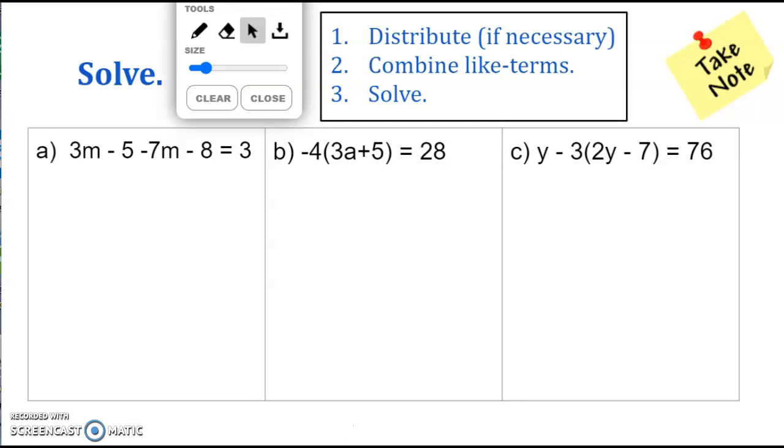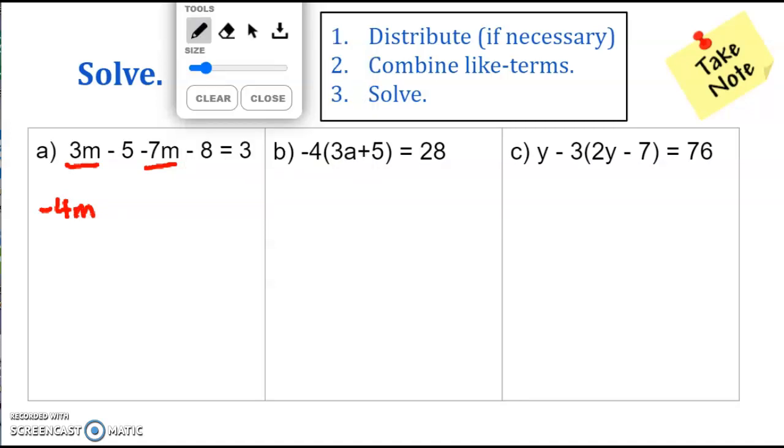Well, I have 3m here and I have negative 7m here. Okay, so 3m plus negative 7m. 3 minus 7 is negative 4m. Okay, so that's combined.